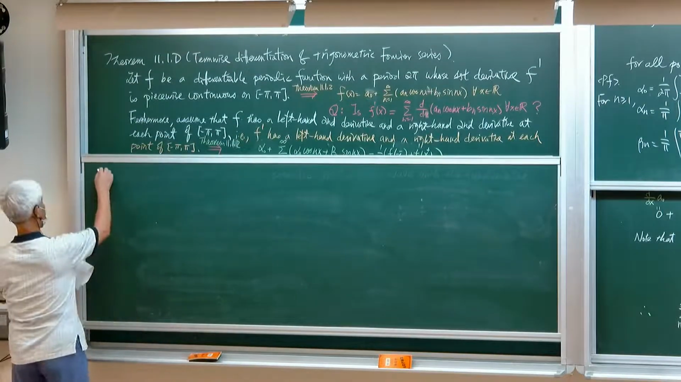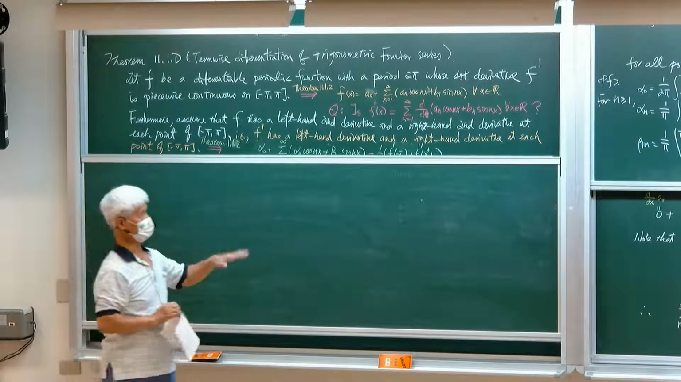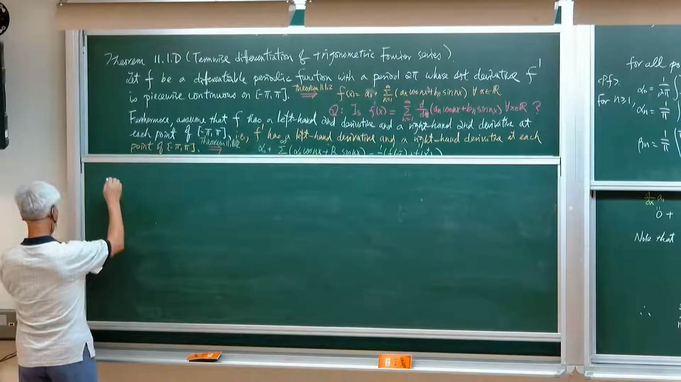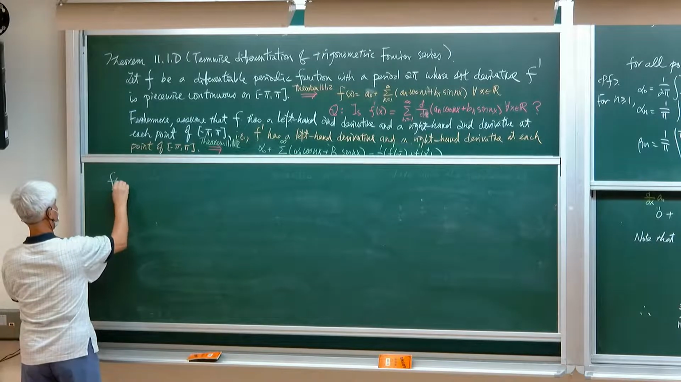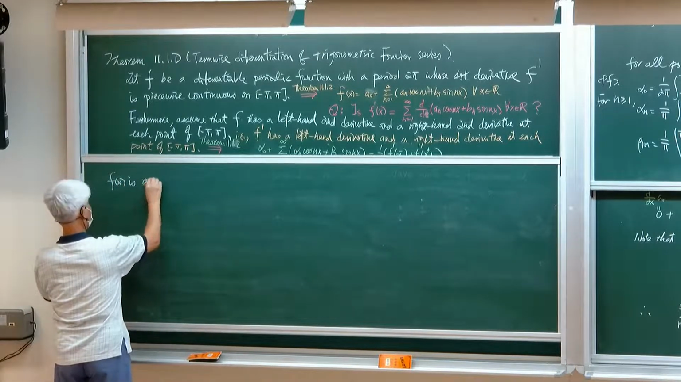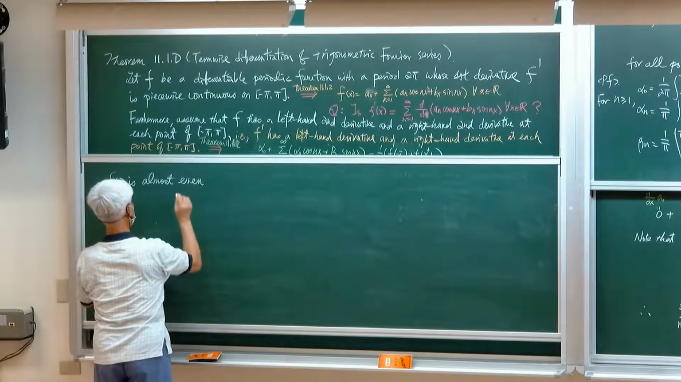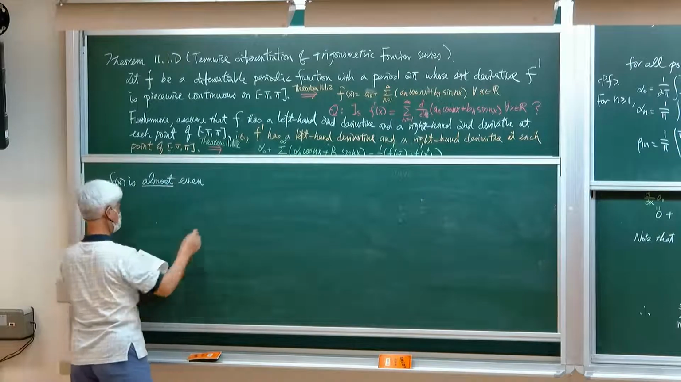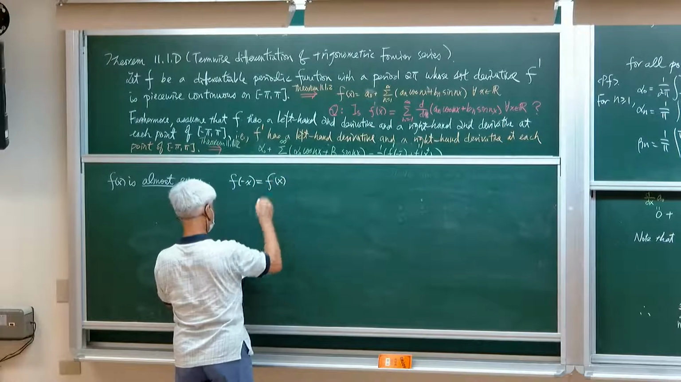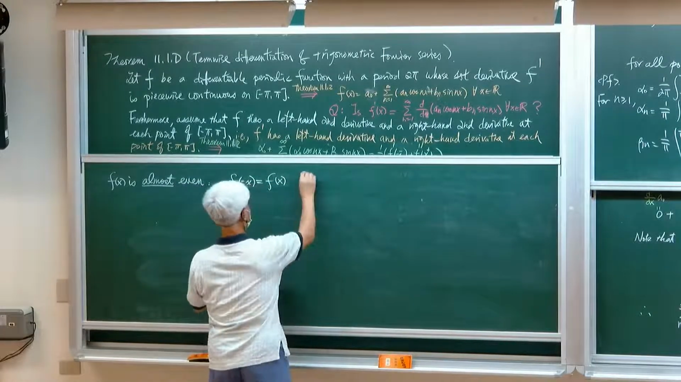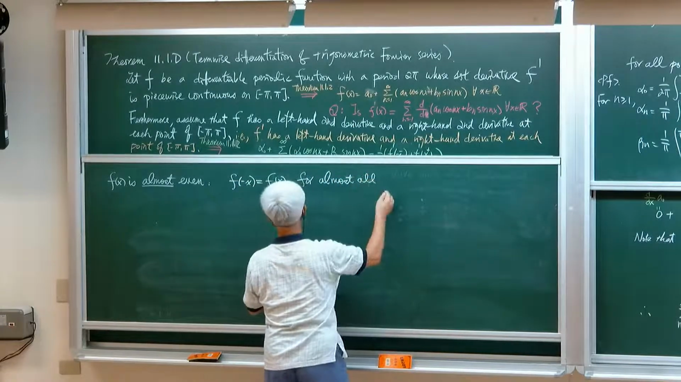Okay. Well, we will consider two special cases. One is that f of x is almost even. Okay, I use almost even. It means that f of minus x equals f of x for almost all x in R.